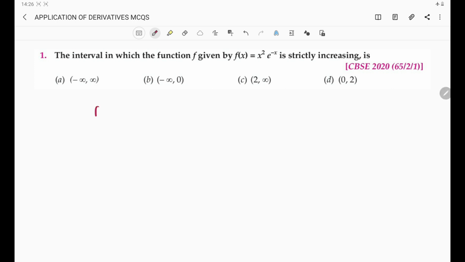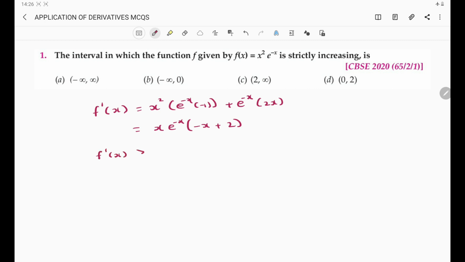Let us find f dash of x using the product rule. We get x square into derivative of e power minus x, which is e power minus x into minus 1, plus e to the power of minus x into derivative of x square, which is 2x. On taking x e power minus x common, we are left with minus x plus 2. For a strictly increasing function, f dash of x should be greater than 0. So, we get x into e to the power of minus x into 2 minus x is greater than 0.